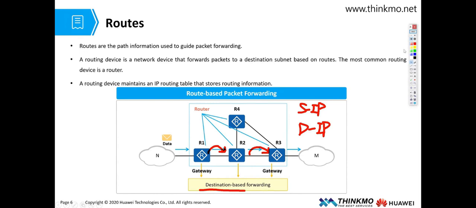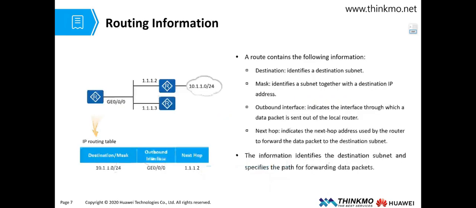Now, let's take a look at the routing information here, which includes our destination. Here, it is used to identify a subnet and mask for the destination, and together with our destination, it identifies the subnet. It also includes our outgoing interface, meaning if I want to go to 10.1.1.0, which of my own interfaces should I use to exit? For example, the 0/0/0 interface. And our next hop, meaning if I want to reach this destination now, what is my next step? This is often the IP address of the interface directly connected to you, for example, 1.1.1.2. I need to use this next hop to find 10.1.1.0.